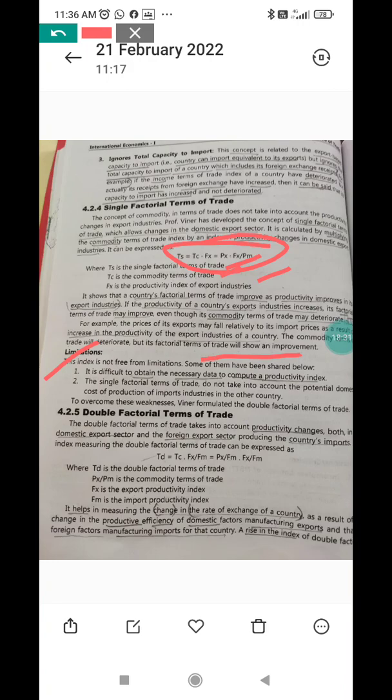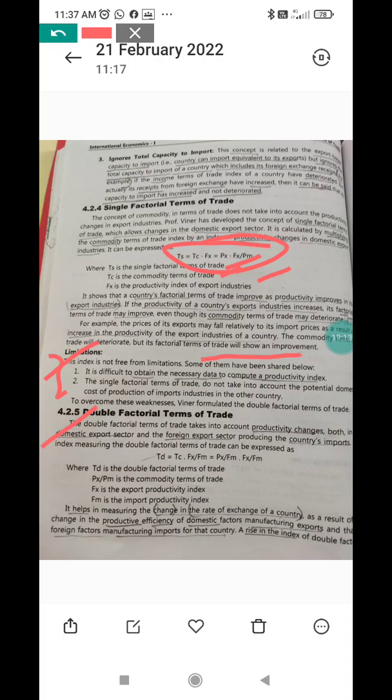See, to overcome these weaknesses, Wiener formulated the double factorial terms of trade. सभी ये weaknesses दिखाया है तो विनर ने डबल फैक्टोरियल टर्म्स ऑफ ट्रेड इंट्रोड्यूस किया. What is that double factorial terms of trade? The double factorial terms of trade takes into account productivity changes both in the domestic export sector and foreign export sector. यहाँ पे double factorial terms of trade takes into account what? Domestic export sector and foreign export sector, both they have taken into account the productivity changes producing the country's import.